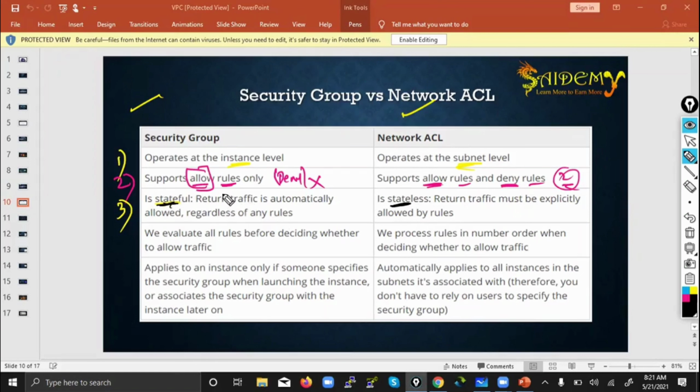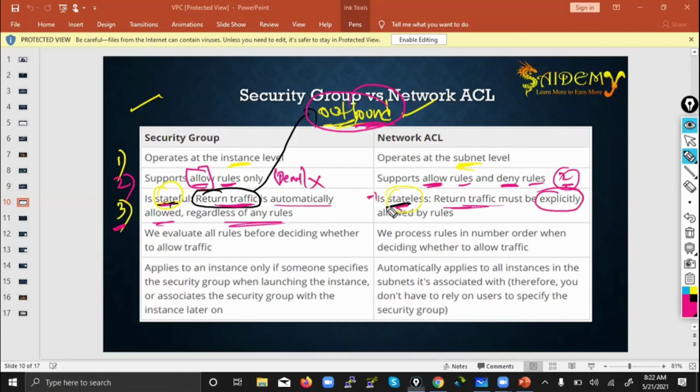Stateful means return traffic. What do you mean by return traffic? Return traffic means outbound, right? So don't think this is something new word. If anyone asks you the difference between stateful and stateless, the explanation should contain only outbound, nothing about inbound. That's why in the third point, the answer contains only outbound traffic. Outbound traffic is automatically allowed regardless of any rules.